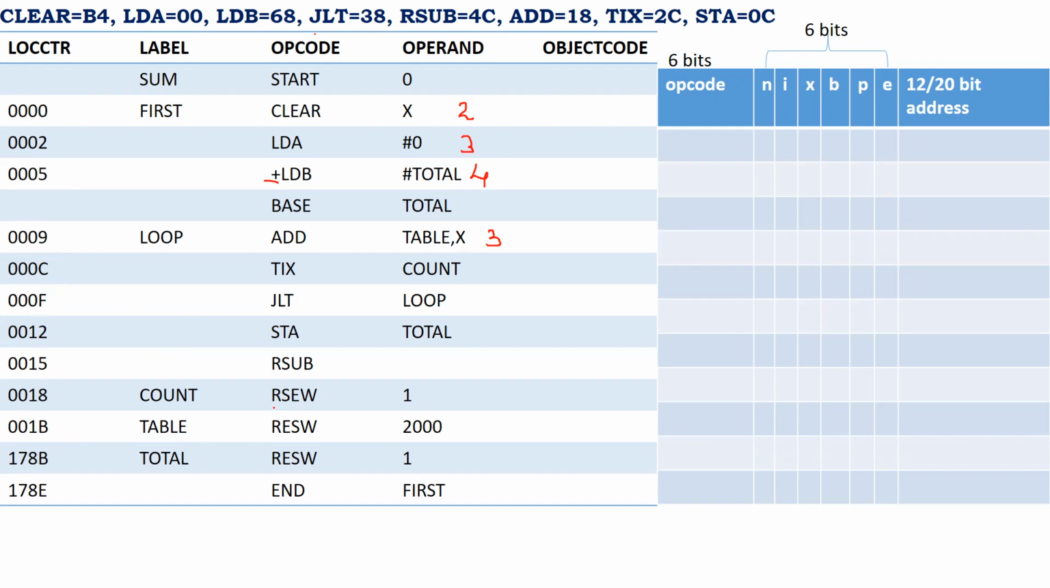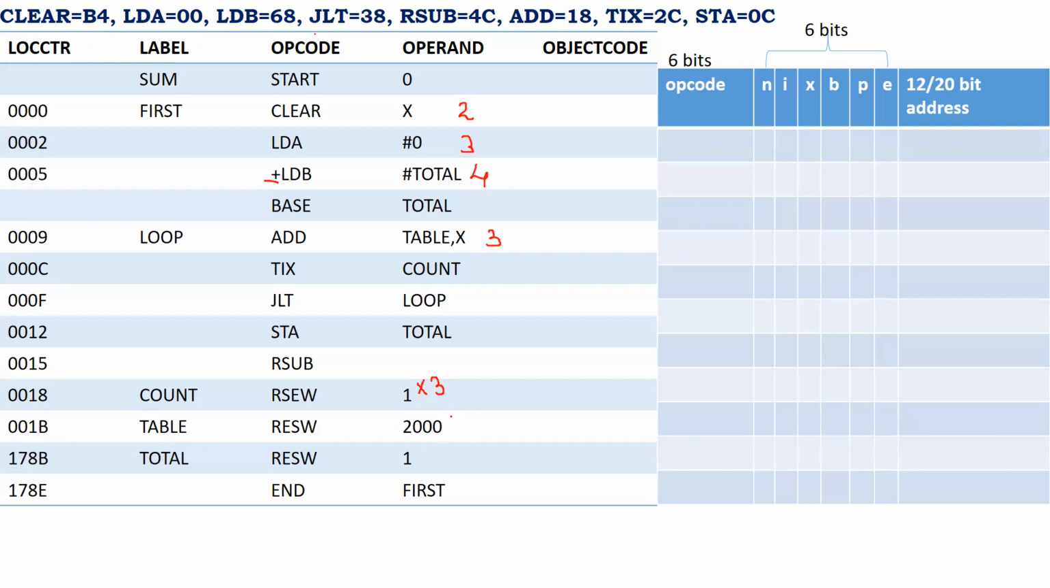Now, whenever we have RESW, we need to multiply the operand with the format. So it is 1 into 3. This value we are going to add to the location counter. So it is 0018 plus 3, which becomes 001B.